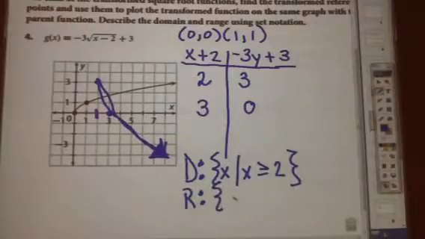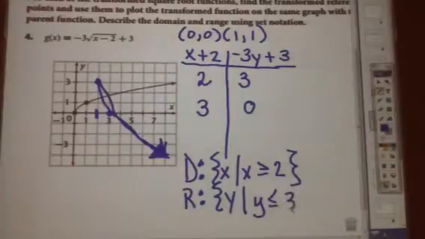My range in set notation, y such that, it goes all the way up to positive 3, and everything below that, y is less than or equal to 3. So it would be y is less than or equal to because it goes down. Any other questions on that one? All right.